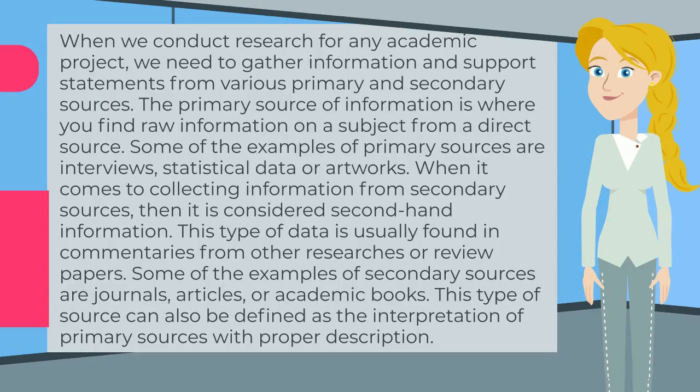When it comes to collecting information from secondary sources, then it is considered second-hand information. This type of data is usually found in commentaries from other researchers or review papers. Some of the examples of secondary sources are journals, articles, or academic books. This type of source can also be defined as the interpretation of primary sources with proper description.